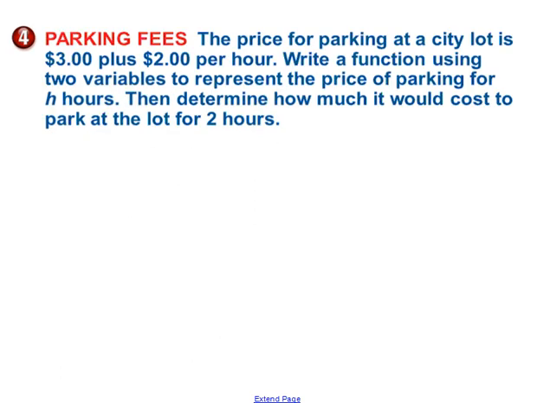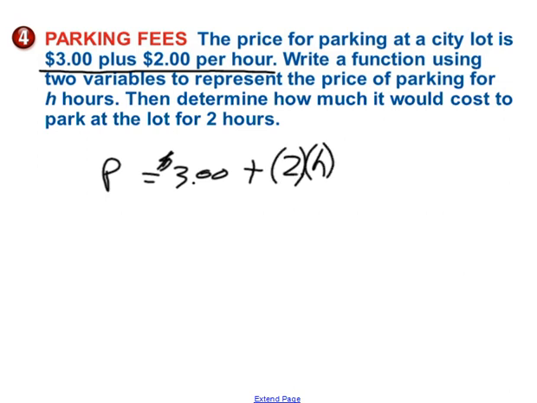We're going to write our own function here. We're going to write our own rules to govern this situation. The price for parking at a city lot is $3 plus $2 per hour. Write a function using two variables to represent the price of parking for H hours. Well, I'm going to say that the price of parking is equal to $3 plus 2 times the number of hours. Okay, so that's my function.